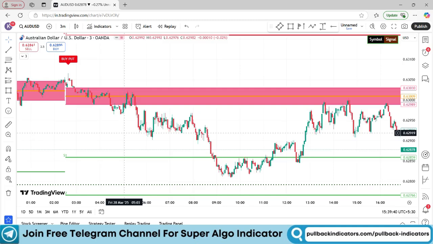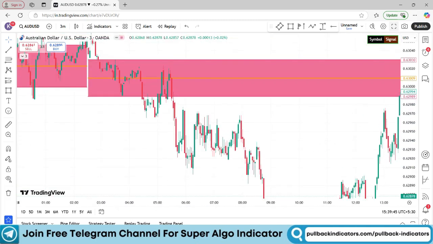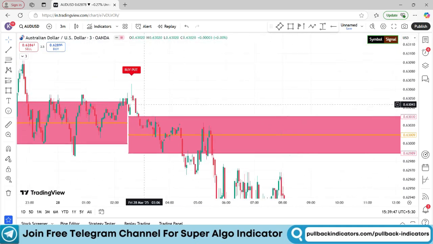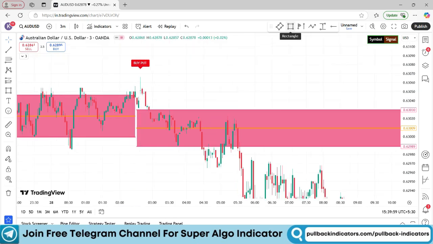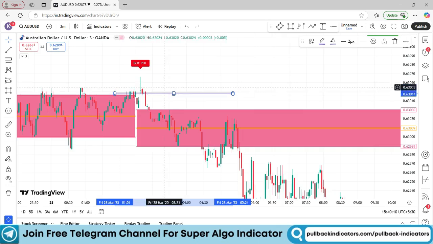Currently we are watching the Australian dollar chart on a 3 minutes time frame. Just remember that whenever you get a signal, this is the first signal that buy put is being plotted on the indicator. So on this specific candle, we got the indicator. The strategy is very simple. As soon as we see the indicator, we will mark the low. As the signal is saying buy put, that means we have to look for the short side. So we can simply mark the low of this candle.